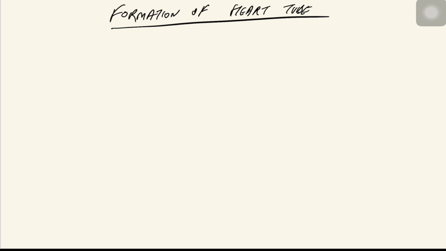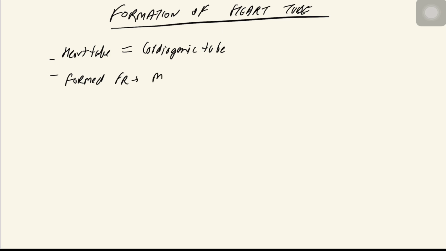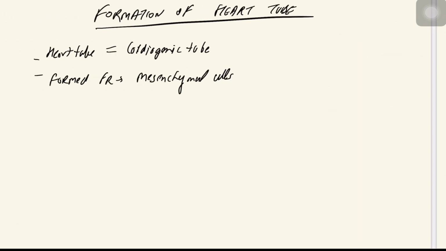So the heart tube is also known as cardiogenic tube. It is formed from mesenchymal cells. Let's have a look.